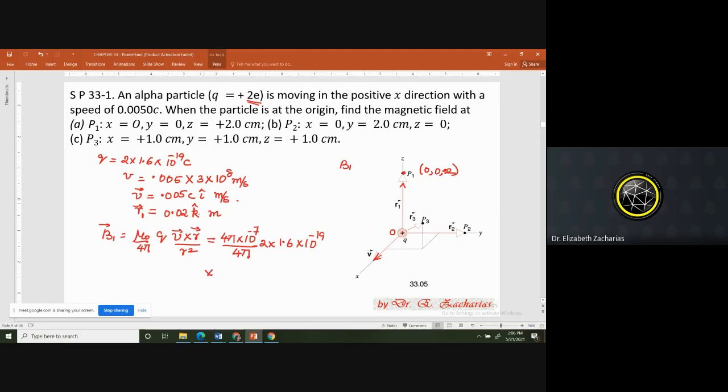What is I cross K? What will be I cross K? V cross R is I cross K. What is I cross K? Minus J. Minus J. So it's going to be 0.005 C into 0.02 along the minus J cap direction. Then of course divided by R square. R is 0.02, so 0.02 square. If I do all this, what is the answer I will get? Let me see.